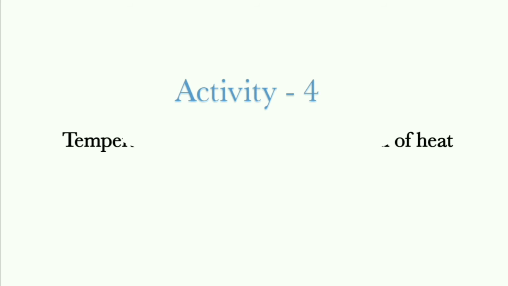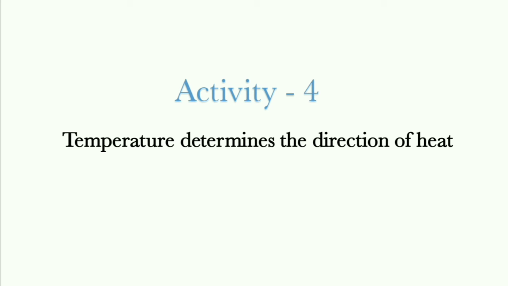Activity number 4. Activity number 4 is trying to explain how the heat is traveling. We know that heat is a form of energy which is in motion. Now, in which way is the heat going to travel? That is determined by temperature. Temperature determines the direction of flow of heat. So let us see this with an activity.